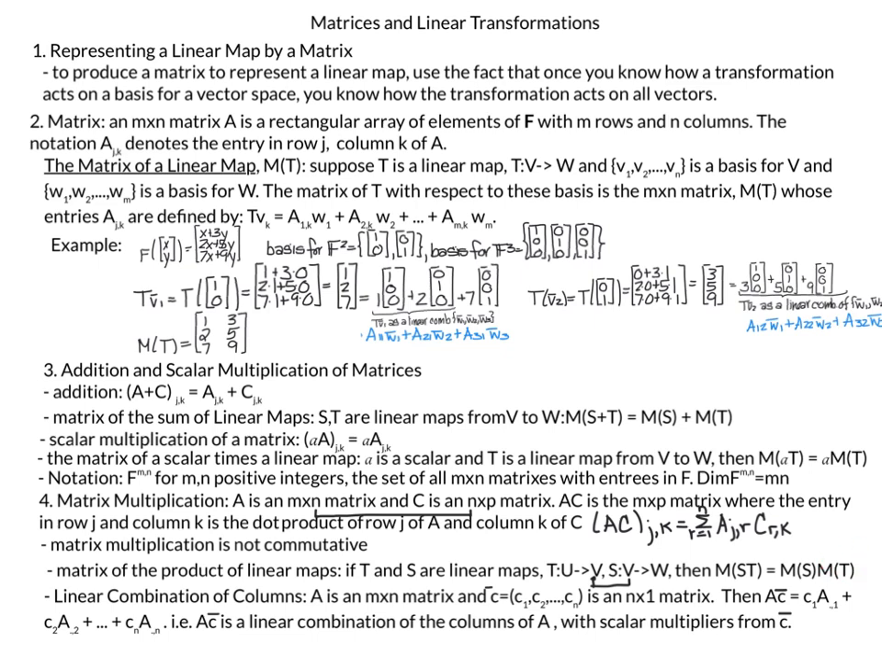And finally, we said that we can view matrix multiplication as a linear combination of columns. If A is an m by n matrix and C is an n by 1 matrix, then A times C can be viewed as a linear combination of the column vectors of A, with the scalar multipliers coming from C. And that's it for this video.